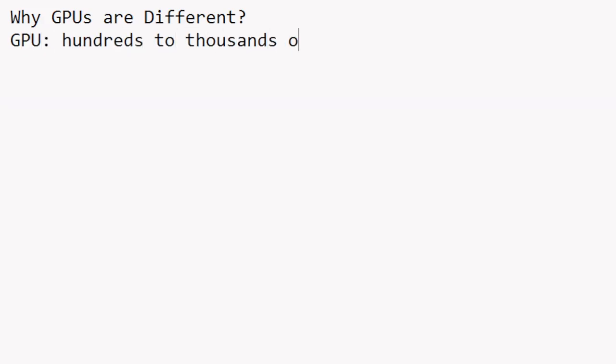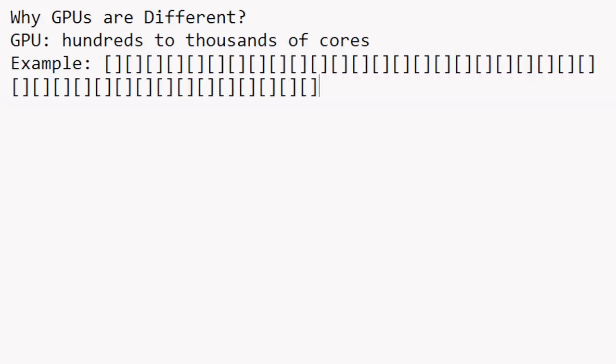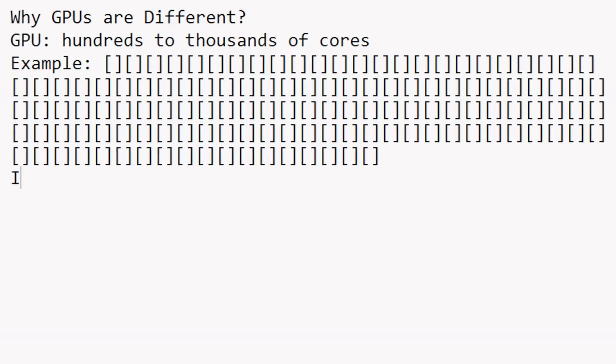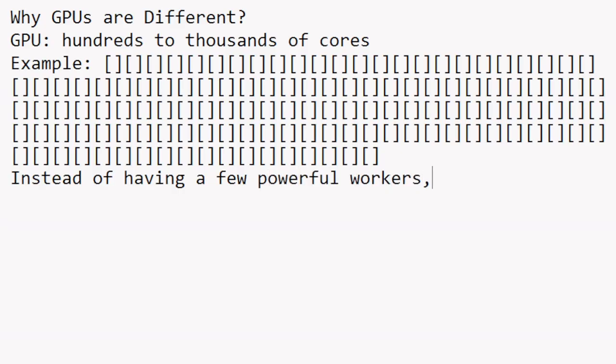The question is why GPUs are different. GPUs contain hundreds to thousands of cores, as shown here. Instead of having a few powerful workers, a GPU has thousands of smaller workers.